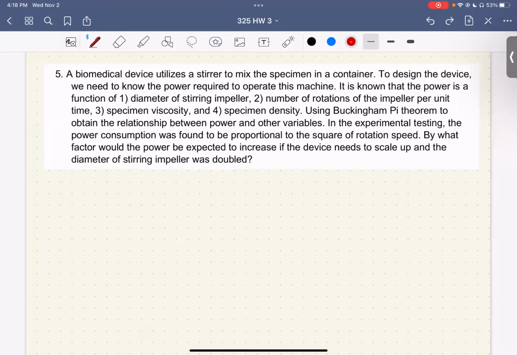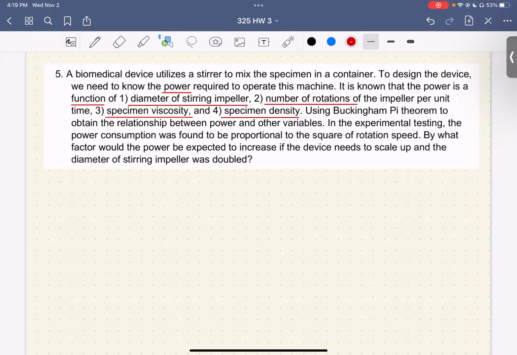All right, so let's get started with question number 5. With question number 5, we're going to always start by reading the question and finding our variables. So we have a biomedical device using a stirrer to mix the specimen. And to design the device, we need to know the power. There's our first variable. And power is a function of, first we have diameter, we have number of rotations, we have specimen viscosity, and specimen density.